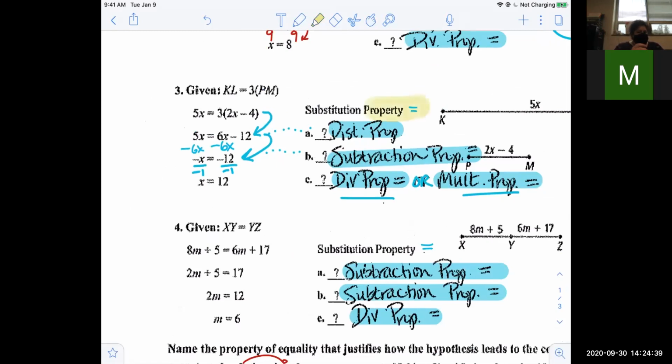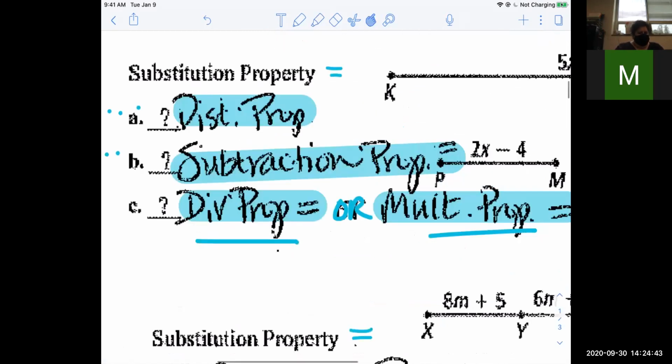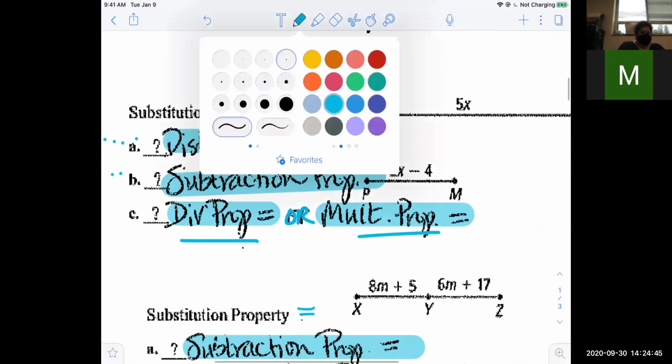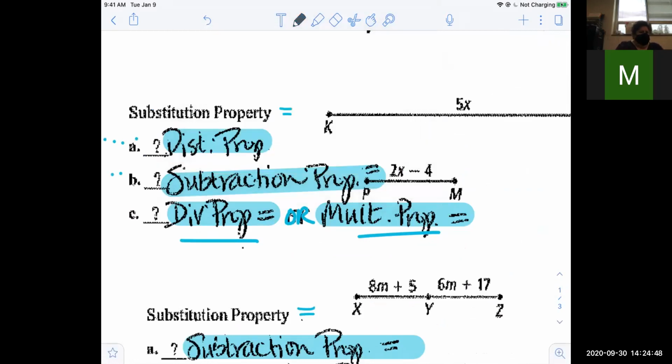Technically, distributive is not a property of equality, it's just a property. If you write property of equality there, I'm not going to be upset about it, but I am going to be upset if you're not writing property of equality and other things. Because again, remember, sometimes there's property of congruence also.